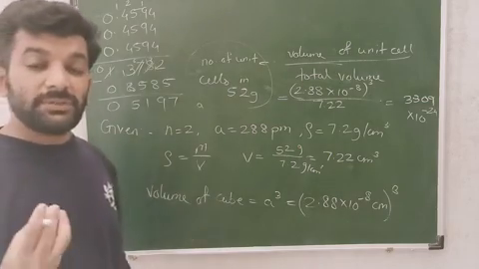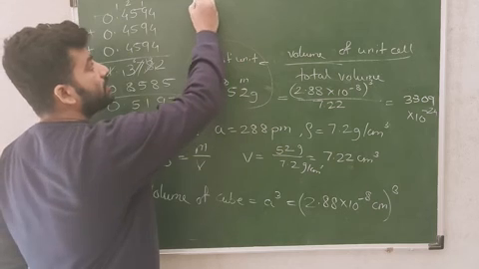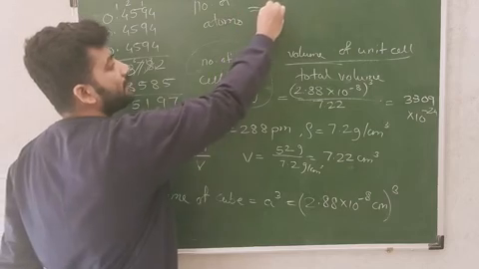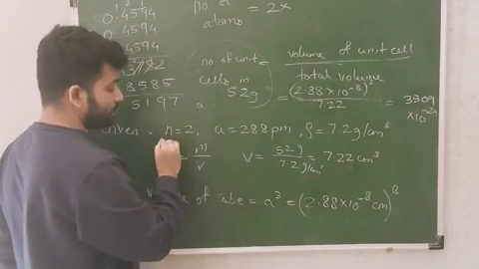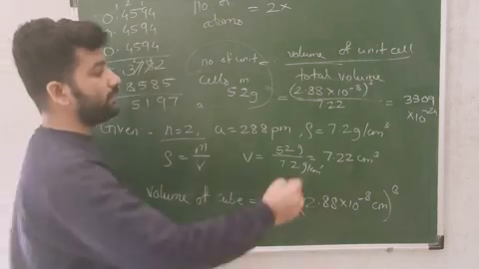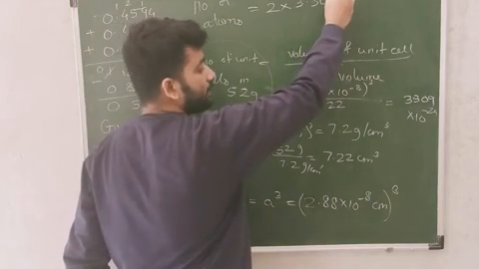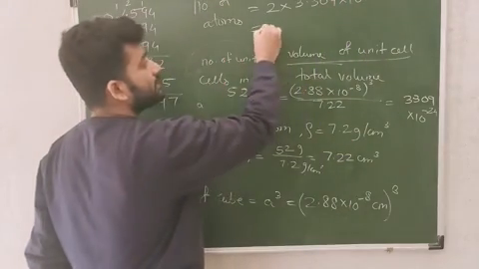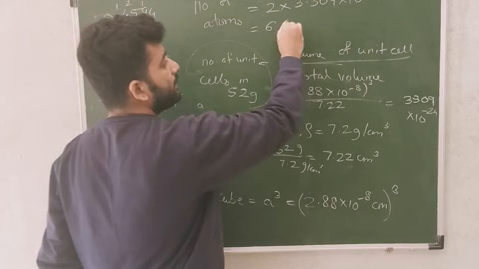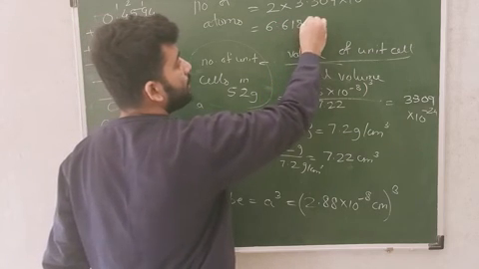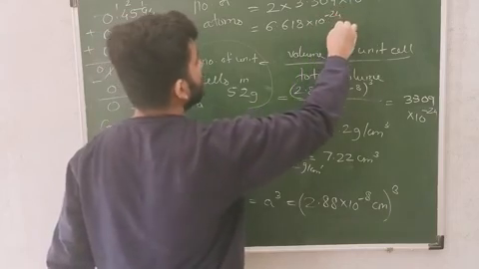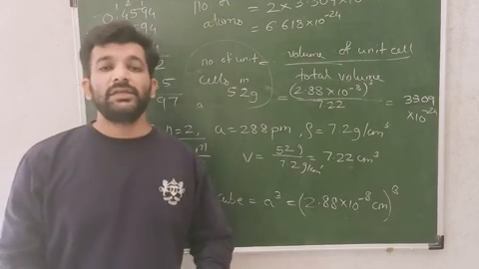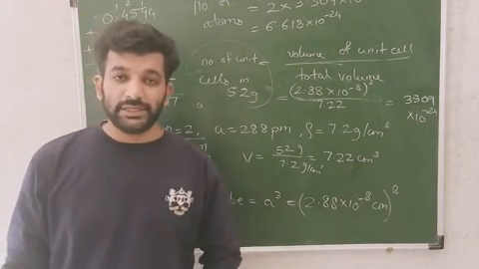Now we have to find out the number of atoms present. To find the number of atoms present, we will multiply this by 2, because n is 2, means in BCC we have 2 atoms. So 2 will be multiplied by 3.309 into 10 raised to minus 24. This will give us the final answer, that is 6.618 into 10 raised to minus 24. That will be the total number of atoms present in 52 gram of our crystalline unit.